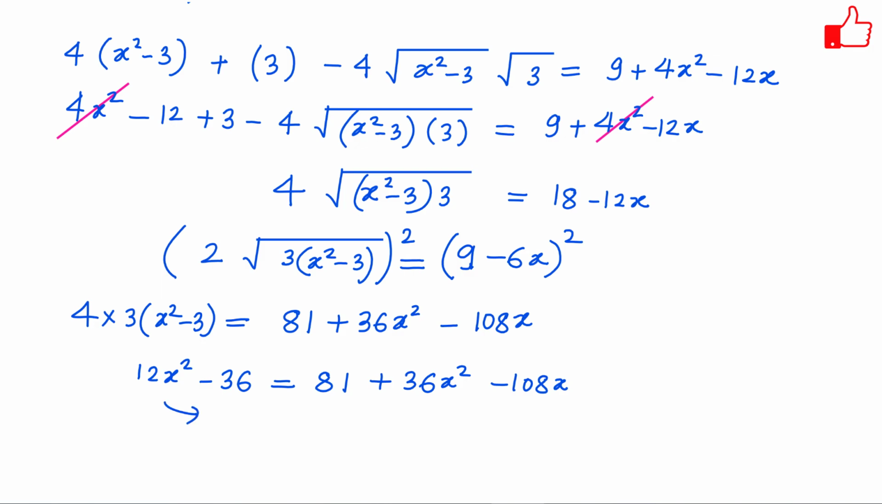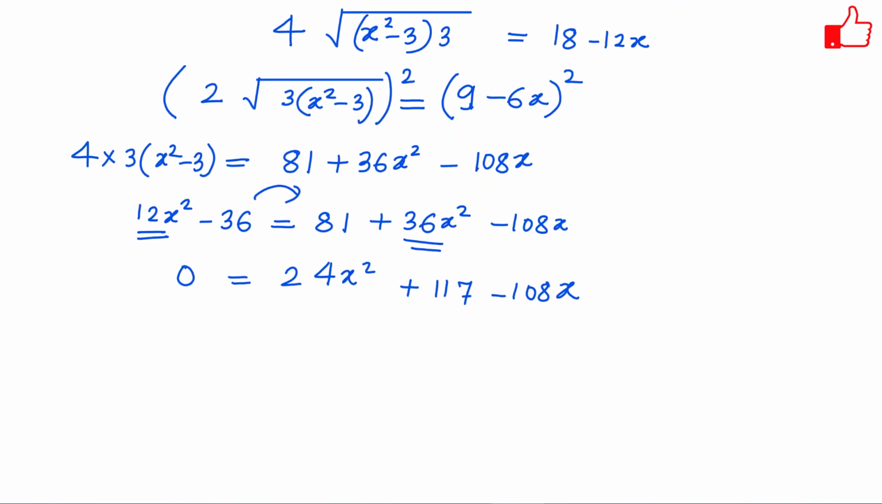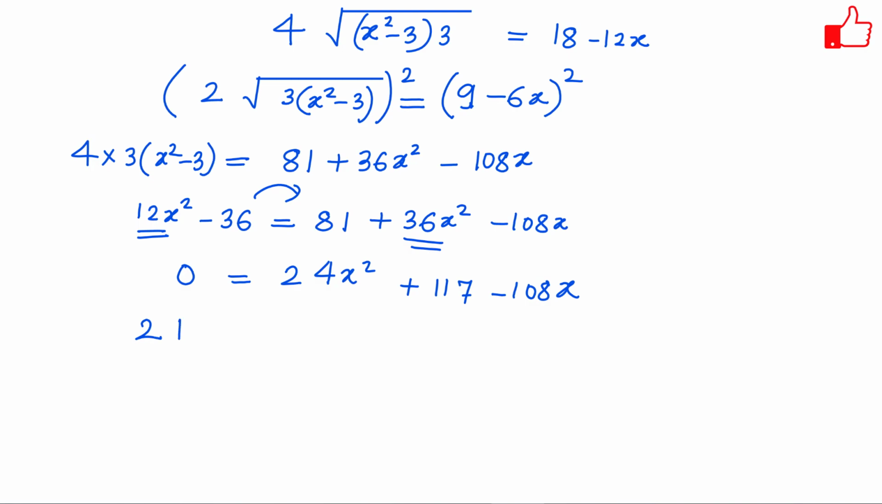So, let us take these things to the right hand side. So, this becomes 36 minus 12. So, this is basically, I can say 0 is equal to 24x square, and this will also go this side. So, this is 36 plus 81, which is 117, and minus 108x. So, you can now see a quadratic equation. So, this equation is 24x square minus 108x plus 117 is equal to 0.